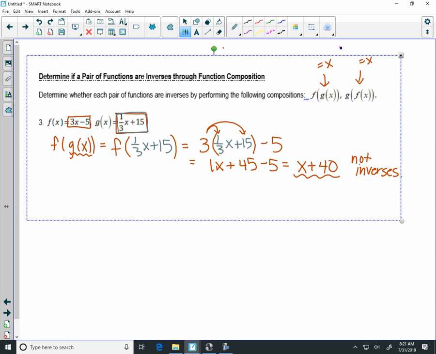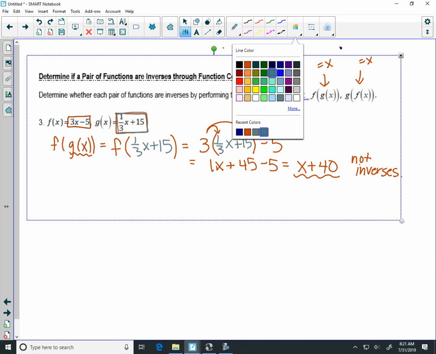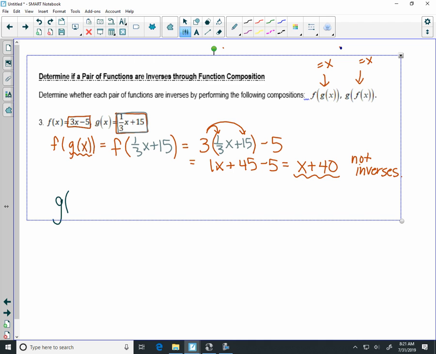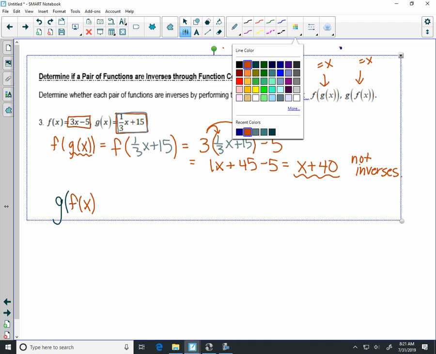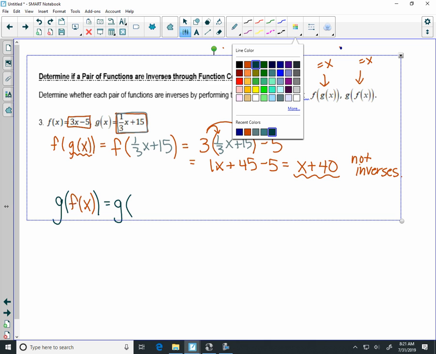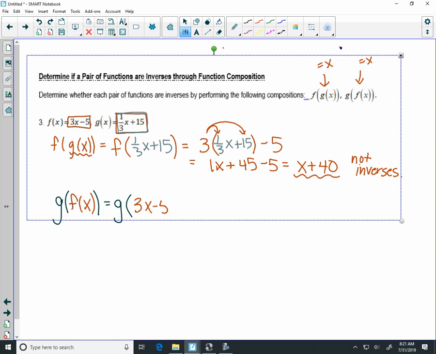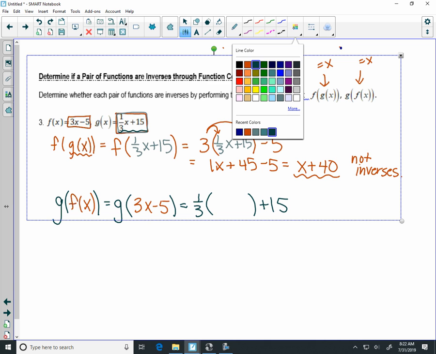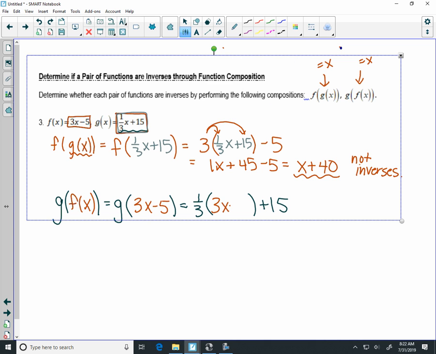If you're watching this video, it's probably because you want some practice with function composition. So I'm going to go ahead and do the other direction as well. So I'm going to do g of f of x. So instead of f of x, we're going to use 3x minus 5, because that's what f of x is equal to. And we're going to put that into our g function. So g was 1/3 x plus 15. And our x is 3x minus 5.